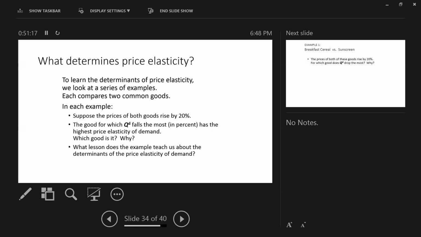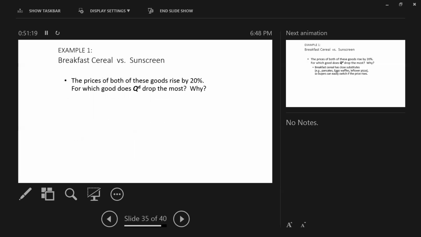Let's start off with example one. Example one, we're thinking about breakfast cereal versus sunscreen. The price of both goods goes up by 20%. For which good would quantity drop the most in percentage terms and why? Well, the argument here is that breakfast cereal has a ton of close substitutes. What else could you do for breakfast?